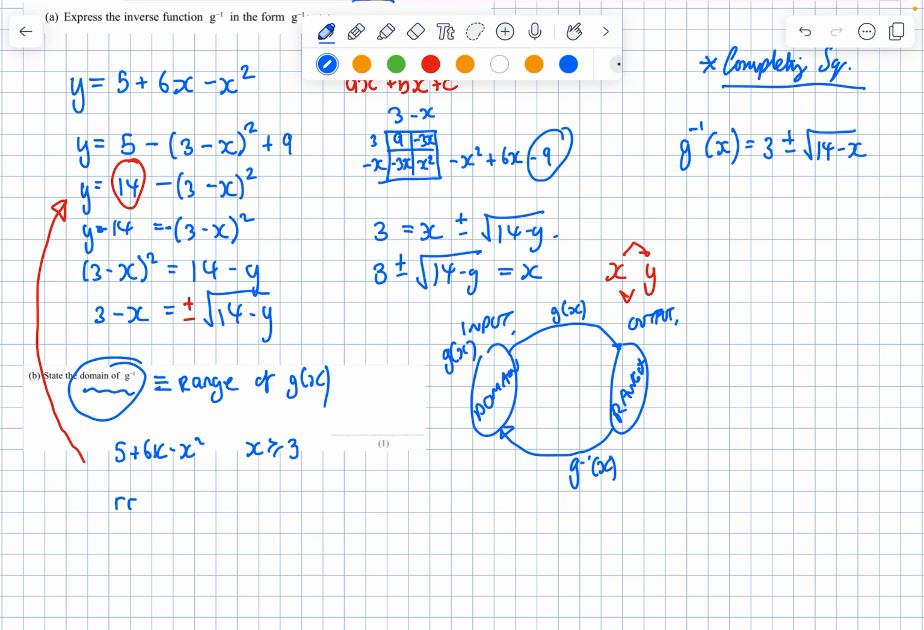So that means that the range of g of x is less than or equal to 14, because that's the maximum point. So what's the domain of g minus 1? The domain of g inverse x is less than or equal to 14, because they are the same thing.